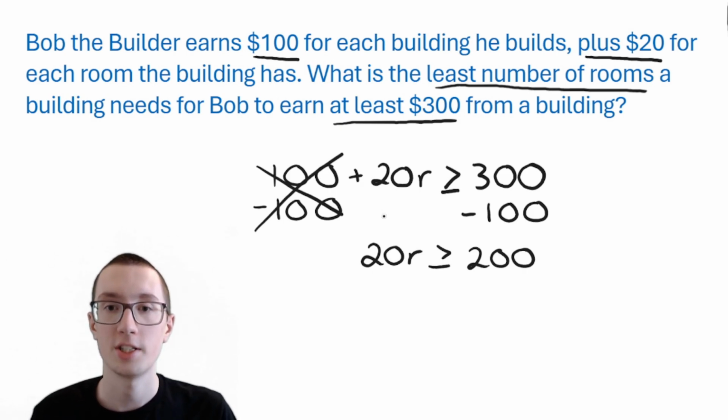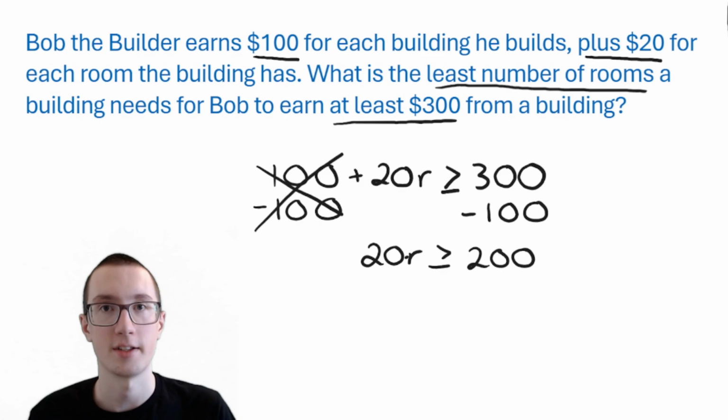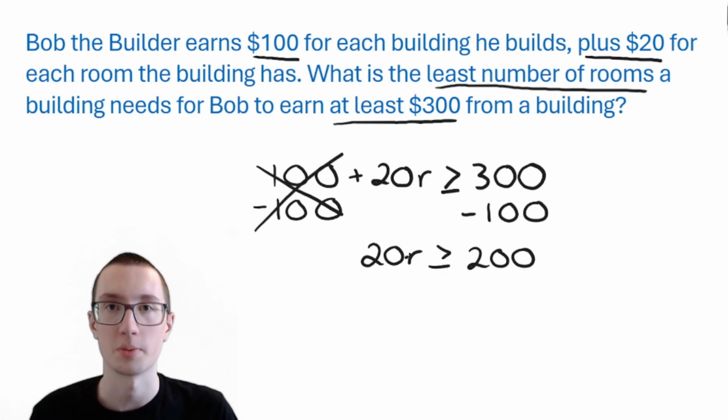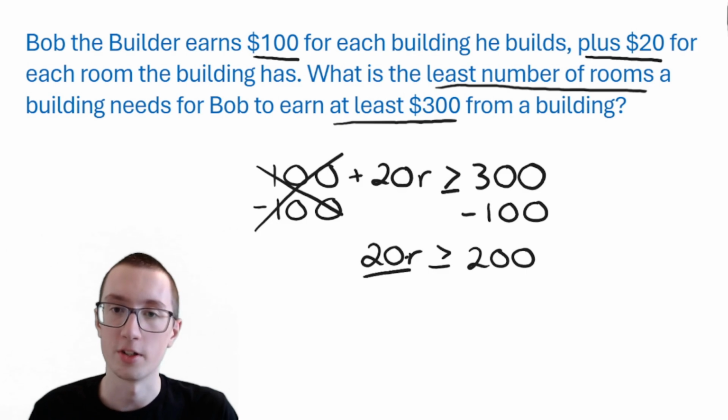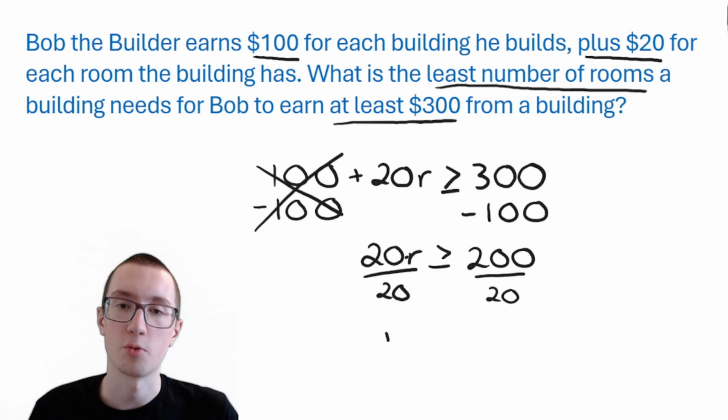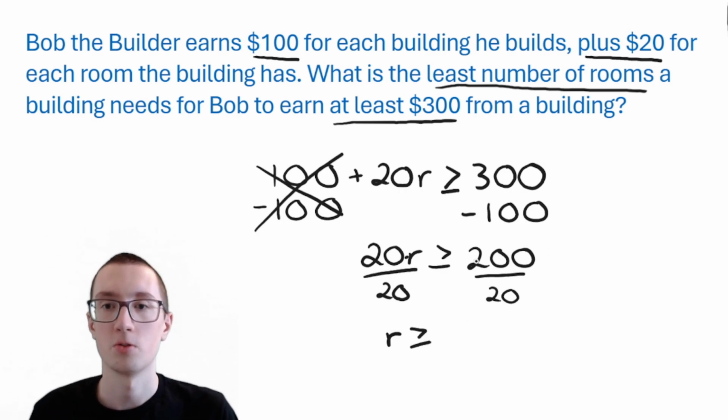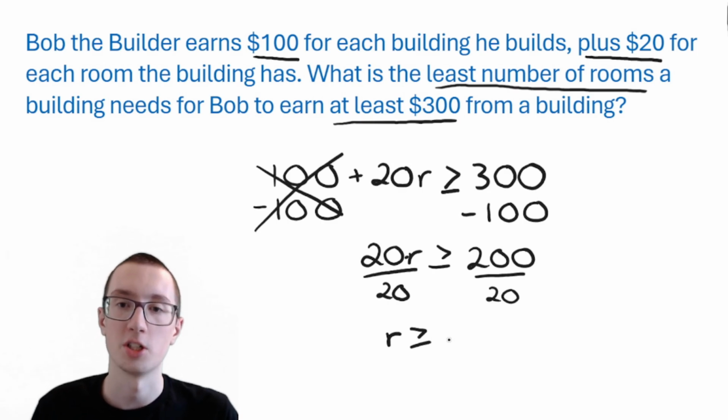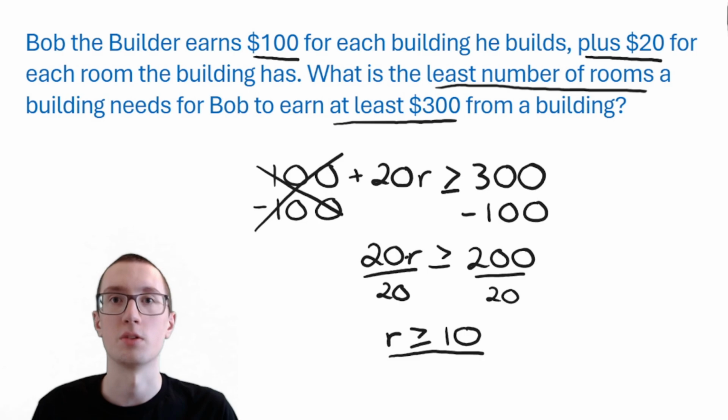So now we just have a one-step inequality. 20R is greater than or equal to 200. So to get rid of this 20, remember this is being multiplied because whenever there's not a sign and they're just next to each other, that's multiplication. We need to do the opposite of multiplication, which is division. We're going to divide both sides by 20. On the left side, we're just left with R, and that is greater than or equal to 200 divided by 20, which is 10. So in this case, R is greater than or equal to 10.